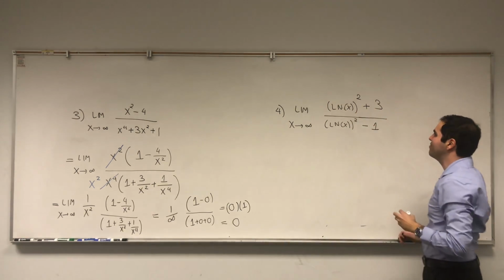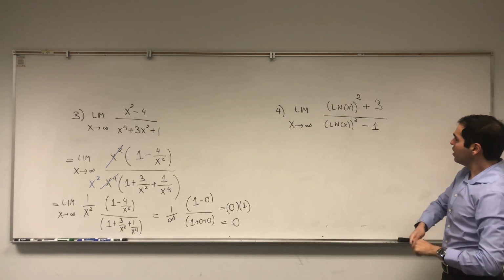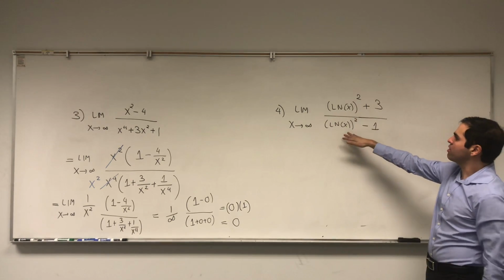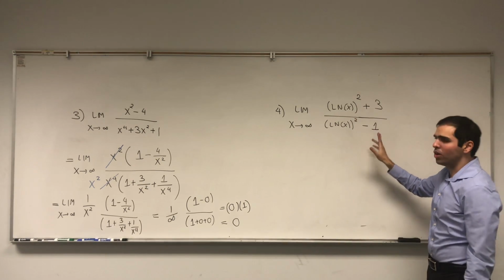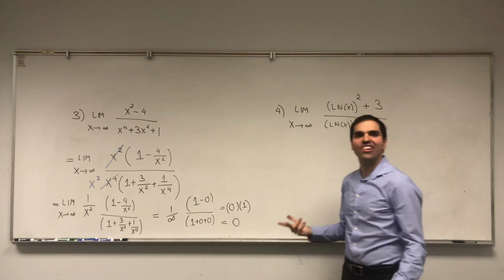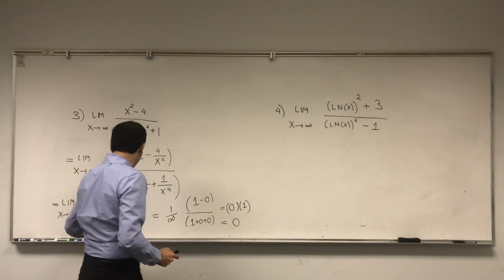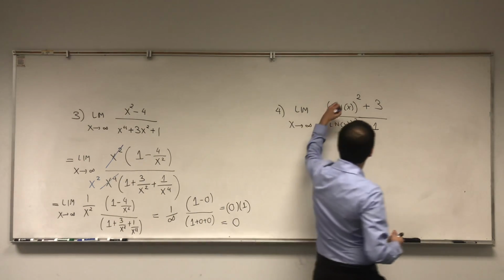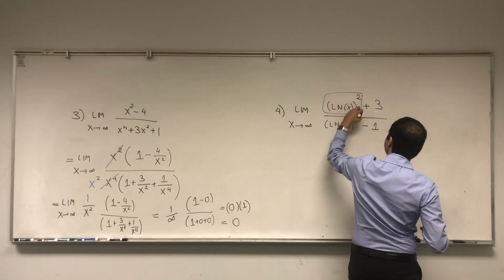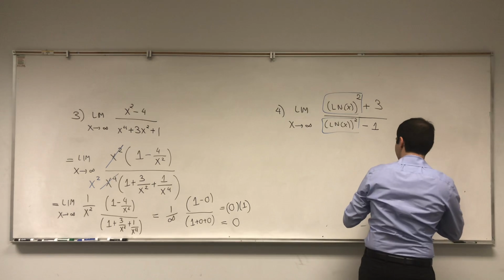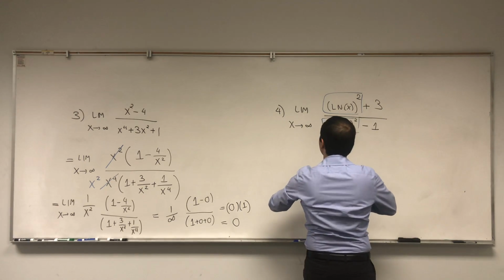You'll see it won't really matter. Well, if you think of this as x squared plus 3 over x squared minus 1, you would be like, let's factor out x squared. Well, it's the same thing here. Let us factor out this ln of x squared term and see what happens.